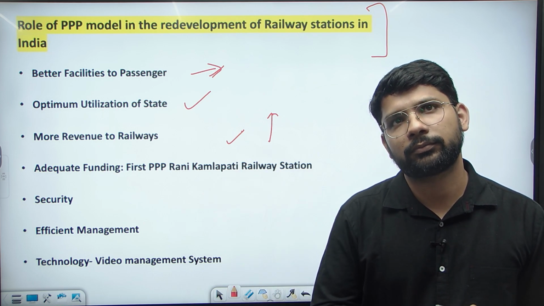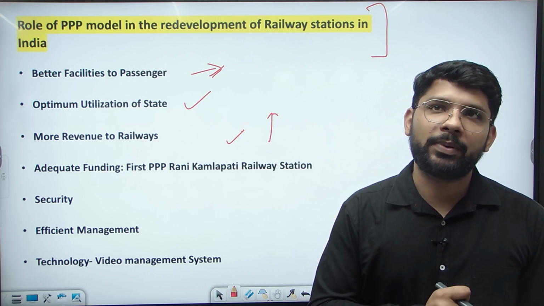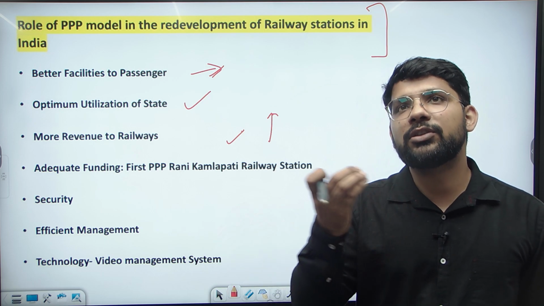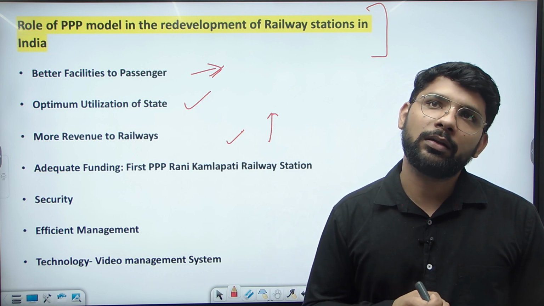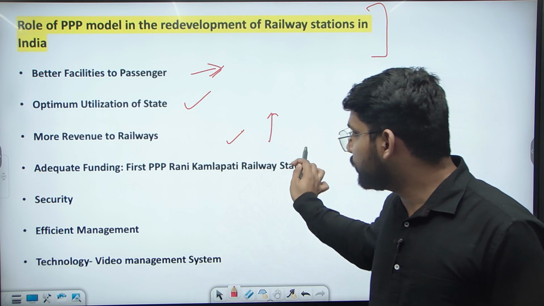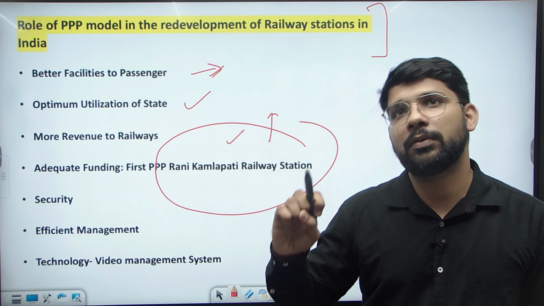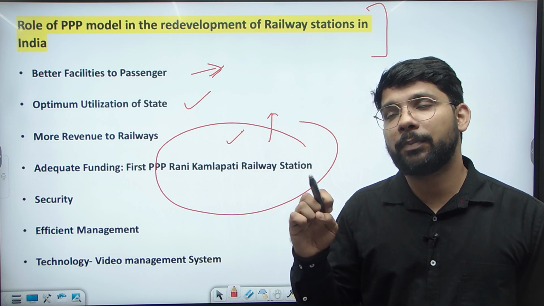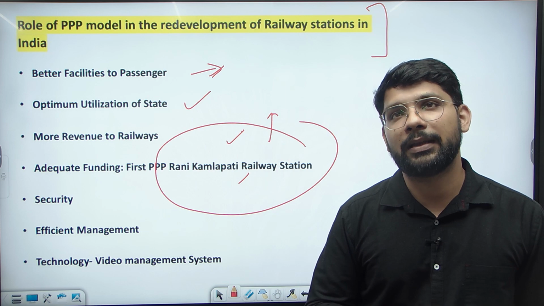Adequate funding. After tying up with the private party, the government will not be short of funding because of the investment by the private players, and they can maintain the railway station for a longer time. Like the first example, the Rani Kamlapati railway station was maintained, and this is the first public-private partnership by the central government in which the redevelopment of Rani Kamlapati was built.